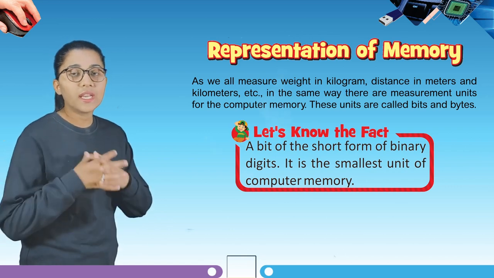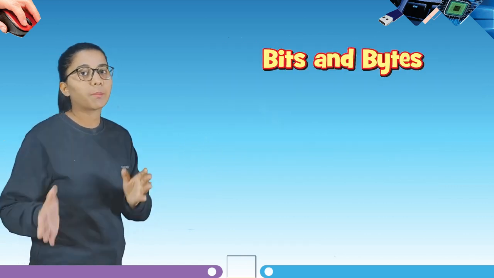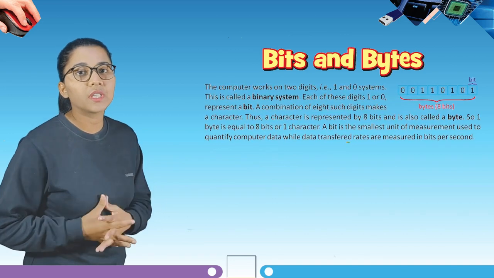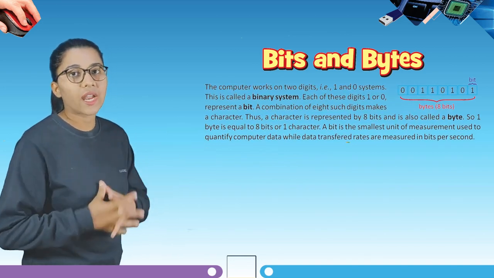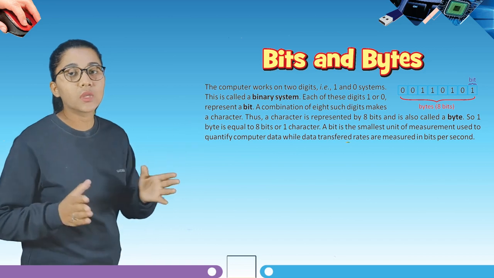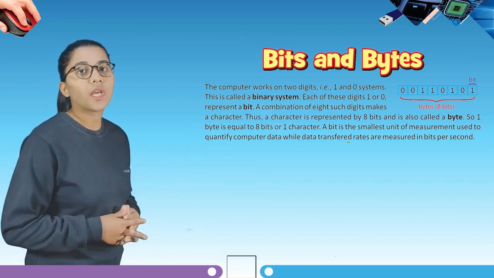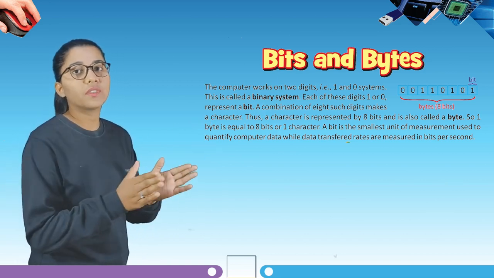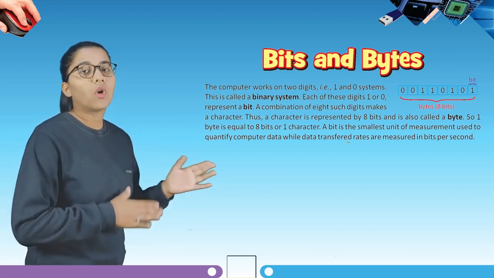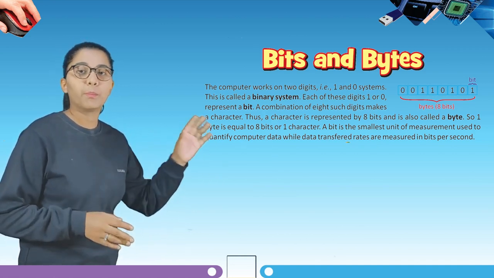Now students, let's learn about bits and bytes. The computer works on 2 digits, that is 1 and 0 systems. This is called a binary system. Each of these digits, 1 or 0, represents a bit.